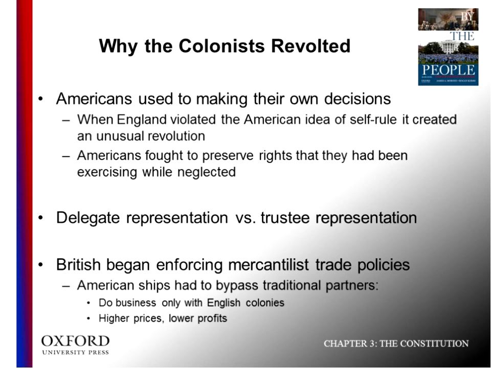And so, for example, American ships would do business with Caribbean nations and South America, and American ships had to bypass these traditional partners. They said, nope, you can't sell cotton to the French, you've got to sell cotton to us, and then we'll sell it to the French. So that meant higher prices and lower profits. Or you could not buy molasses or sugar to make rum from the Caribbean. You had to buy molasses from a British merchant who then bought it from the Caribbean.